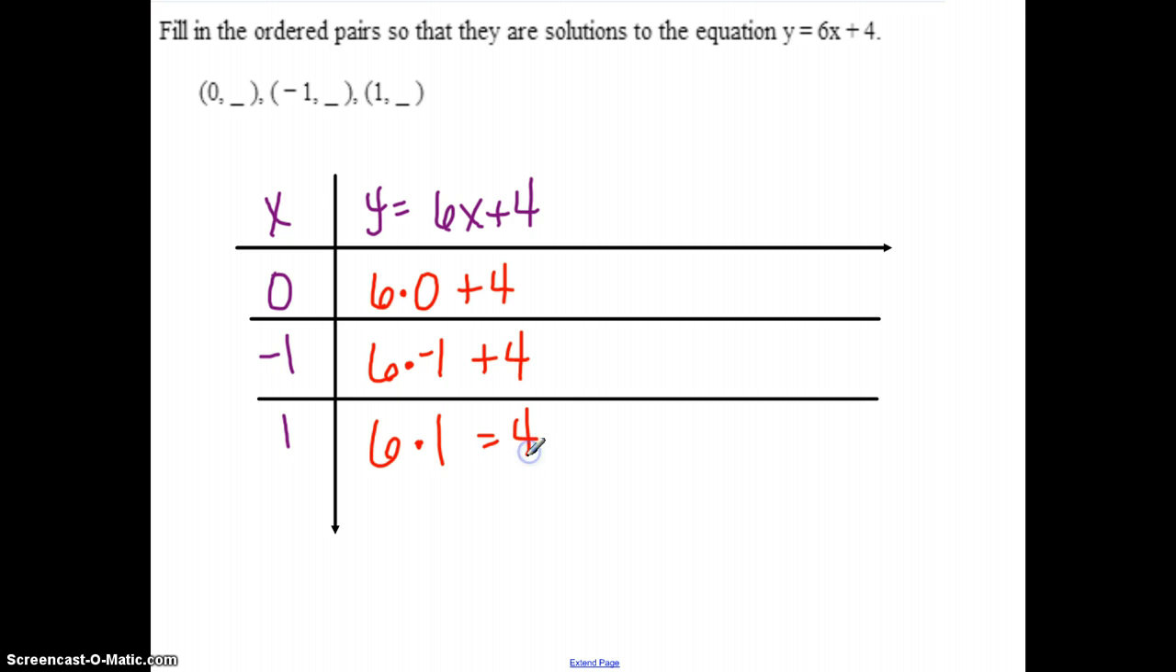Now, I think it's easier to go through and actually plug them all in to begin with, and then go back and solve them. So this, if I plugged it in my calculator, would give me 4. So that means 4 is going to go with 0. When I plug in this one, it's going to be negative 2. This one I plug it in is going to be 10. So that means 10 goes up here with the 1 value. So it's all about making your table and plugging these values in for x one at a time.